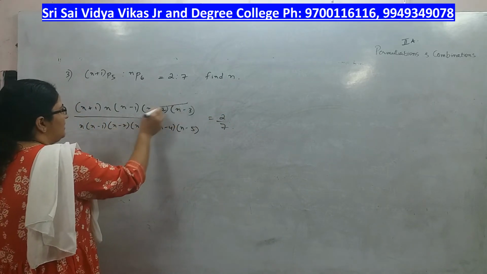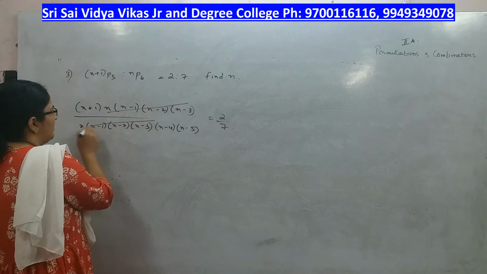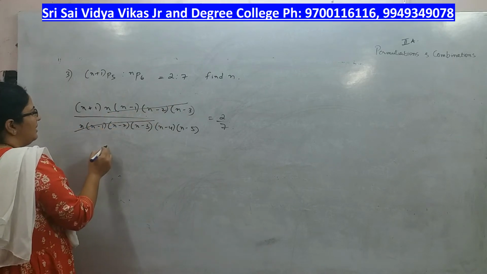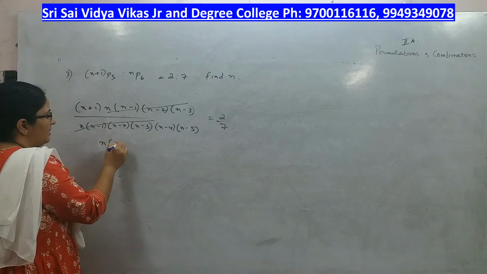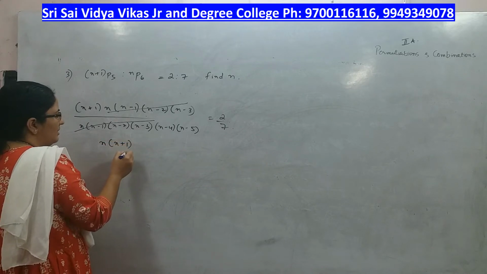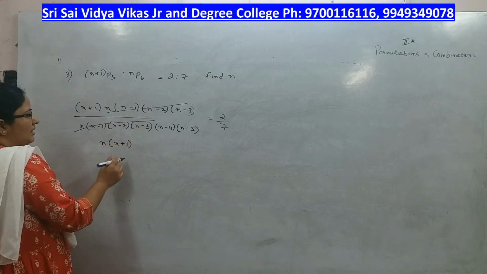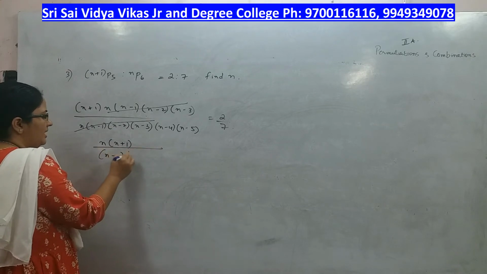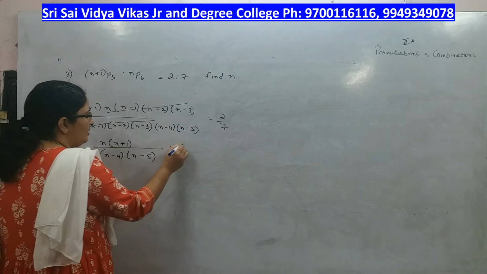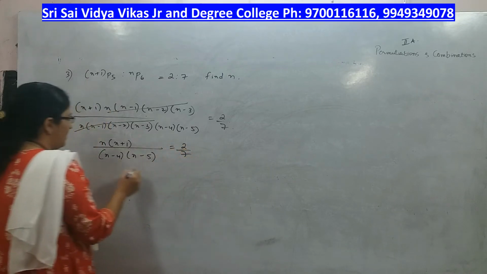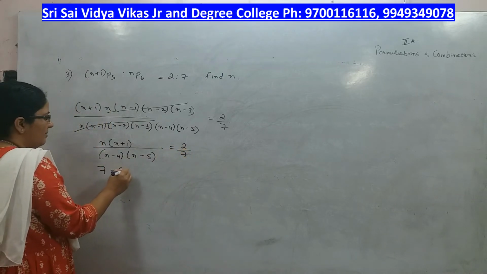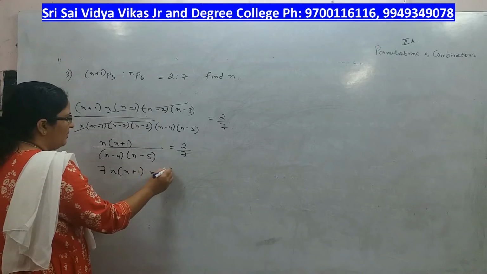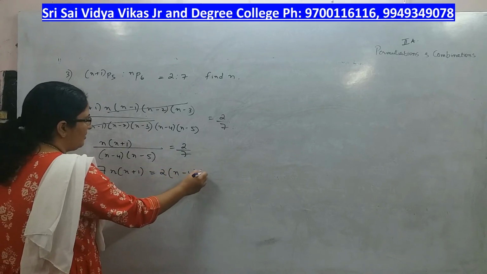n into (n minus 1) into (n minus 3), this one into this one gets cancelled. Here you have n into (n plus 1) by (n minus 4) into (n minus 5) is equal to 2 by 7. Cross multiply. 7n into (n plus 1) is equal to 2 into (n minus 4) into (n minus 5).